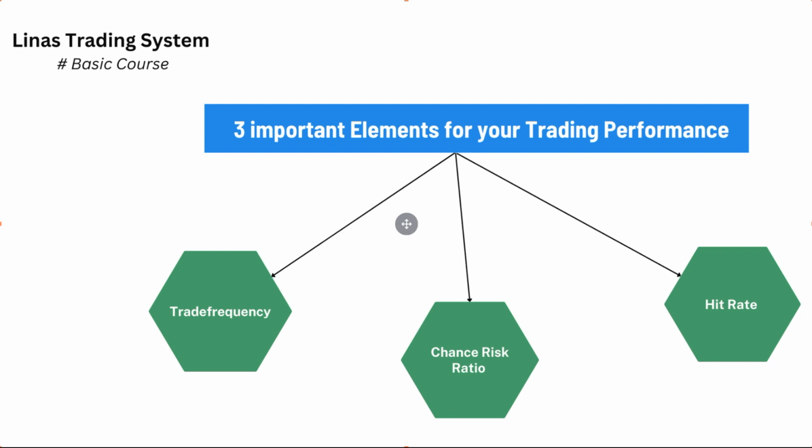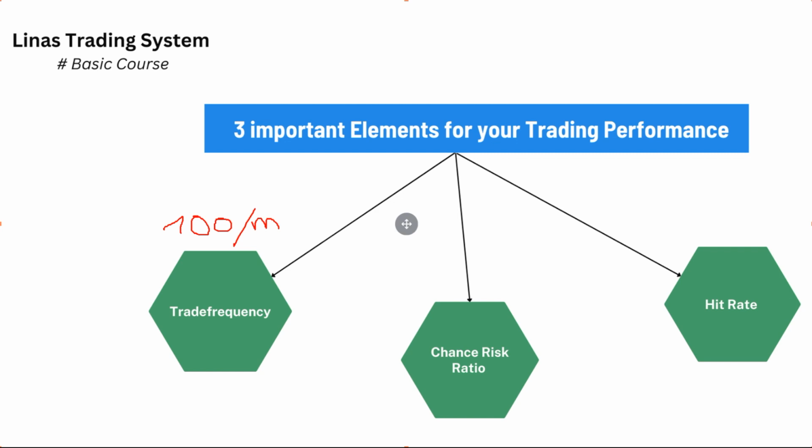So let's start with number 1, trade frequency, meaning how often you trade the strategy during a specific time period. In our example, let's say 100 trades in 1 month. So, of course, the number of trades during a specific time period is really individual to each strategy. I just picked this 100 trades for my example to keep it easy.